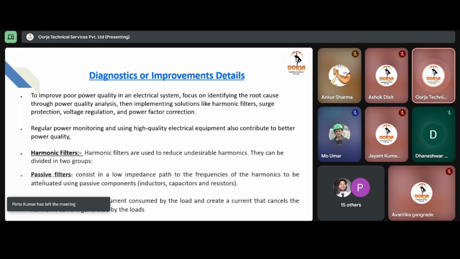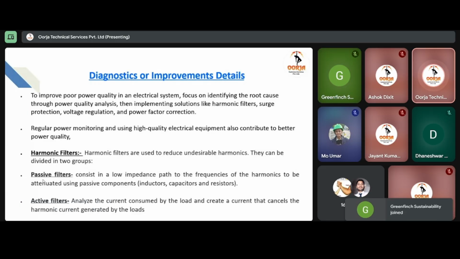Harmonic filters. Harmonic filters are used to reduce the undesirable harmonics. They can be divided into two groups: one is passive filters, and the second is active filters. Passive filters present a low impedance path to the frequencies of the harmonics to be attenuated, using passive components: inductor, capacitor, resistor. Active filters analyze the current consumed by the load and create a current that cancels the harmonic current generated by the load.